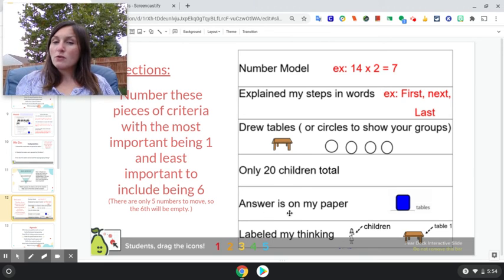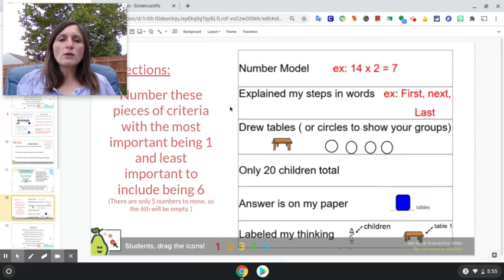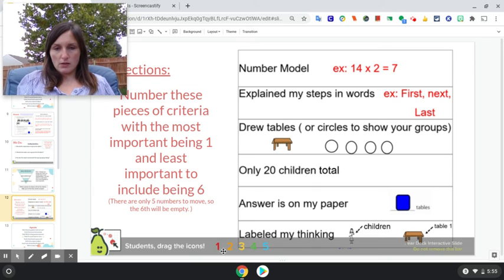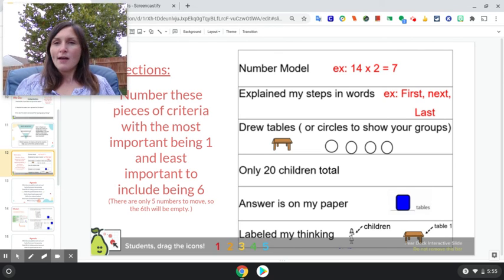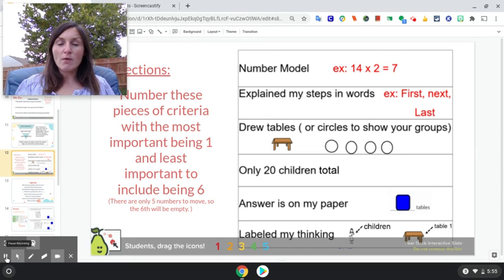Okay. Do you think that you need to have your answer on your paper? Is that important? What about labeling your thinking? Like, these are the children, these are the tables. Okay, so what do you think is most important? So you're going to number these. You should have these numbers here, and you're going to put them in the order you think is most important. Okay, and then after that, I'm going to have another model here where I'm going to show you how to fix up my work. Now that we've talked about the pieces that should be in your work and what is the most important piece to have in your work, then I'm going to show you how to fix it. All right, so make sure you're working with somebody at home for this part of the lesson.